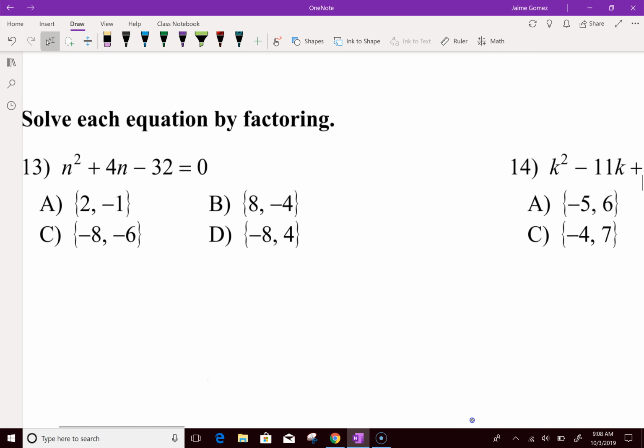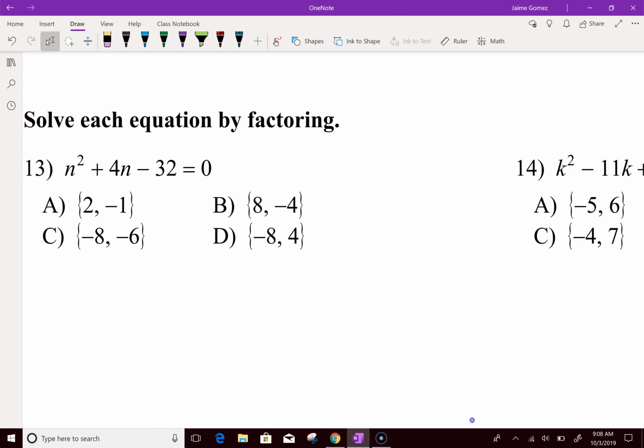Number 13. 13 on the test is x squared plus 5x minus 14 equals 0. Number 14 on the test is p squared minus 10p plus 24 equals 0. Number 15 on the test is a squared plus 3a minus 40 equals 0. Number 16 on the test is 4a squared minus 23a plus 13 is equal to negative 2.